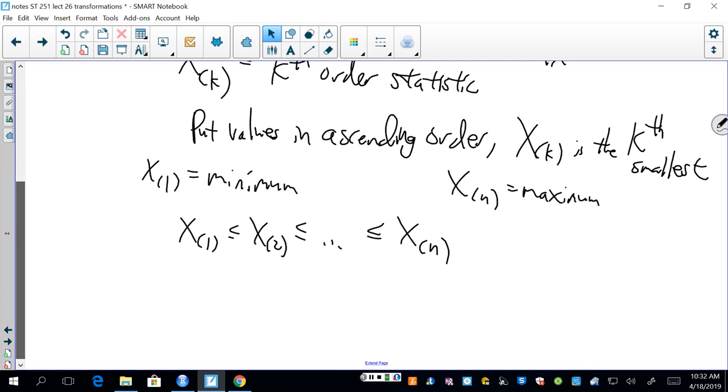But these can also be viewed as random variables. There are different samples of size n. The smallest value is not always going to be the same. There's randomness there. So there's a distribution of what is the smallest value from a sample. And there's a distribution of the median and 75th percentile or the maximum, and often you're interested in those.